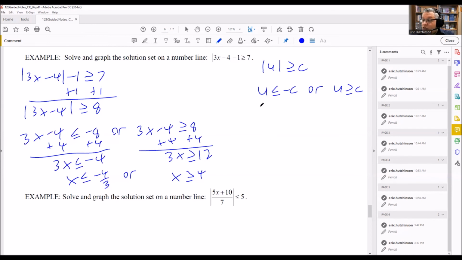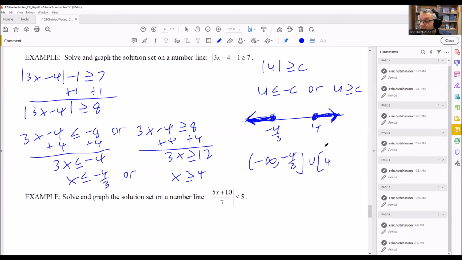Now we just want to graph our solution on a number line. We're going to do negative 4/3 and 4. Now both of these are going to have closed circles because you have the equal sign underneath. Less than or equal to negative 4/3 means the arrow is going to go to the left. And the other one, if you're greater than or equal to 4, that means that's going to go to the right. As an interval, if you wanted to write interval notation, you'd have to put brackets on each of these. So it would look like that.